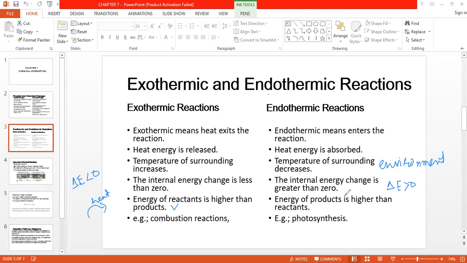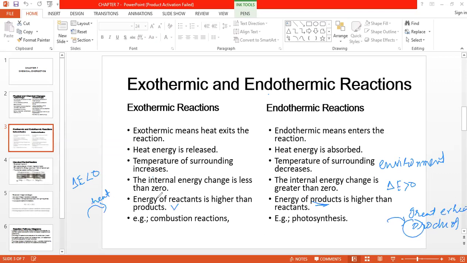While in the case of the endothermic reaction, because it involves the absorption of heat to produce the products, when heat is absorbed and as a result some product is produced, that product will have greater heat as compared to the reactant. So the product will have greater heat.